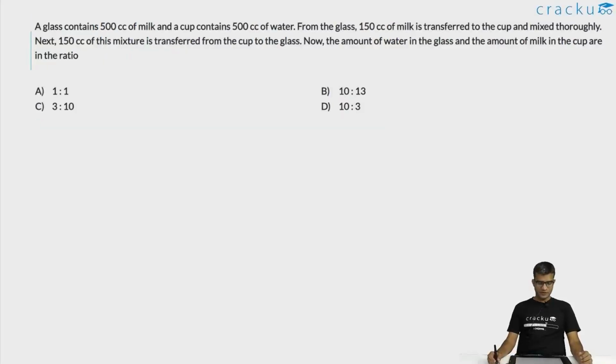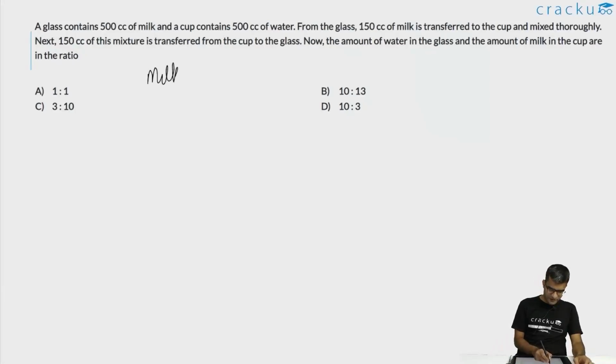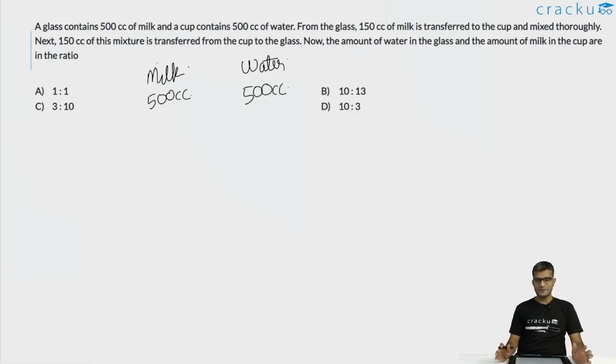In this question, we are told that there are 500 cc of milk. So initially the volume of milk is 500 cc, and this is in one cup, and another cup contains water. The volume of water is also 500 cc. Now some mixing happened from one cup to another cup, and finally we ended up with different solutions in both of them. We are required to calculate the ratio of milk in one container to that of water in the other container.